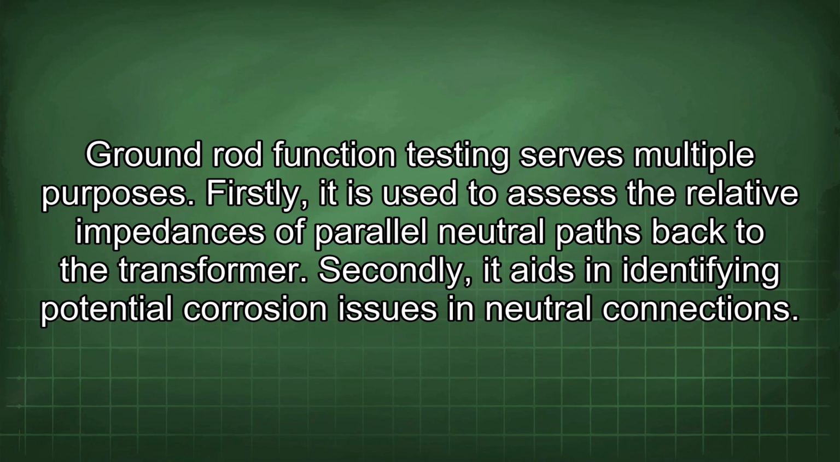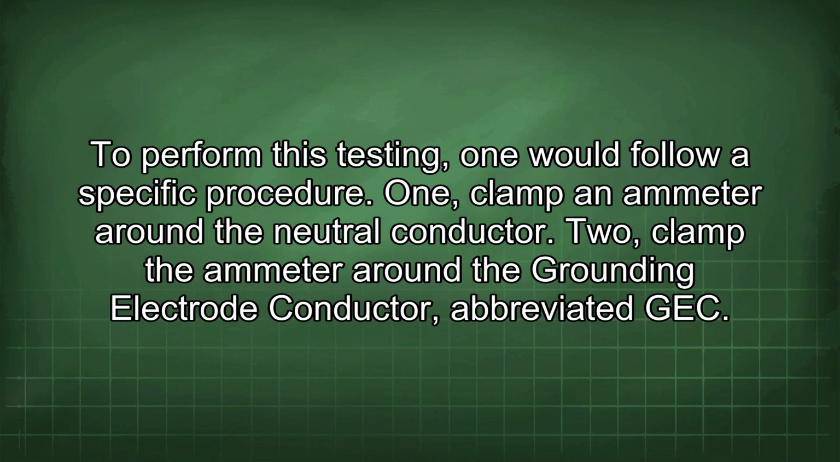Ground rod function testing serves multiple purposes. Firstly, it is used to assess the relative impedances of parallel neutral paths back to the transformer. Secondly, it aids in identifying potential corrosion issues in neutral connections. To perform this testing, one would follow a specific procedure.